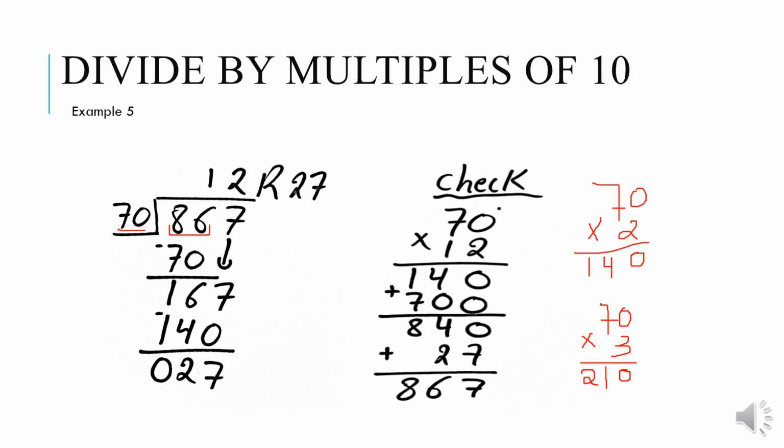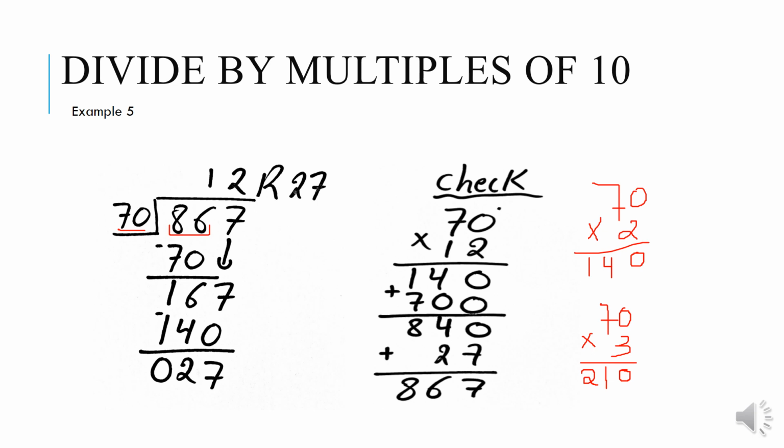Which is 70 times 2. 70 times 2 is 140. I write it directly under the 167. 7 minus 0 is 7, 6 minus 4 is 2, 1 minus 1 is 0. 27 is the remainder. Let's check our answer.